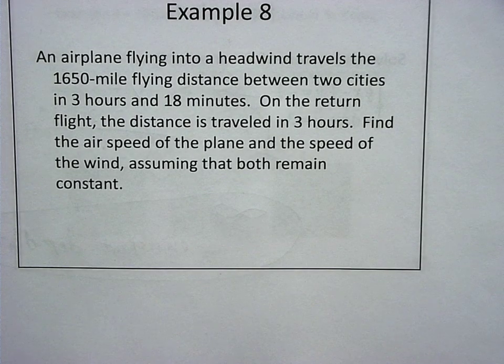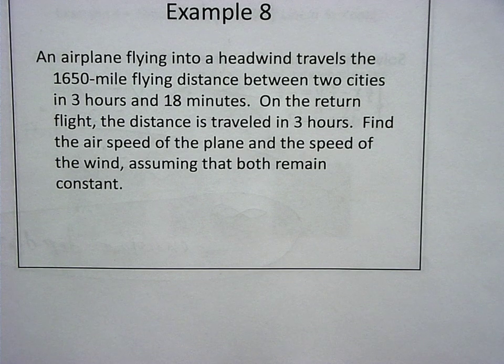So an airplane is flying into a headwind, travels 1,650 miles flying distance between two cities in 3 hours and 18 minutes. On the return flight, the distance is traveled in only 3 hours. Find the airspeed of the plane and the speed of the wind, assuming that both remain constant. Well, both of the equations are going to be equal to the 1650 miles because it's the same distance.